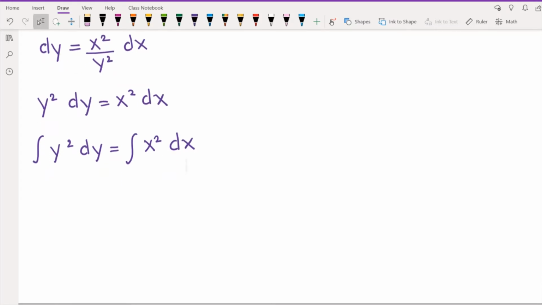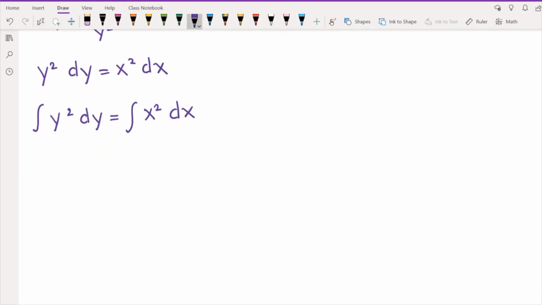So what is our antiderivative on the left-hand side? Well, we would get y cubed over 3 plus, we can call it c1 because we're going to have a constant on the other side as well, and then x cubed over 3 plus c2. So I wrote a plus c on both sides, but it turns out you don't really have to, and from here on out, I'm not going to do that.